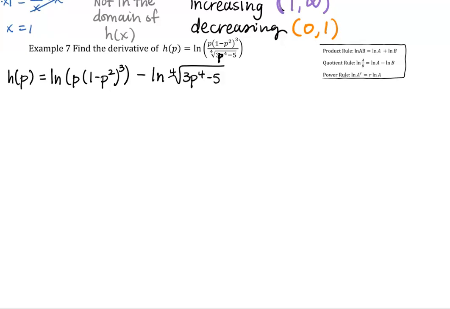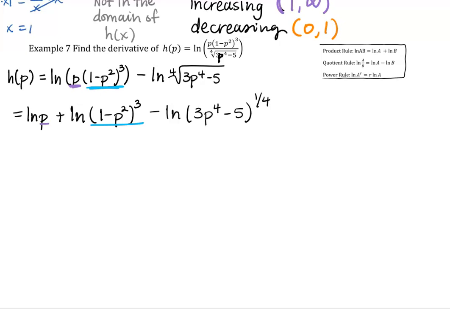On this first logarithm here, we have a product on the inside of the logarithm, with p being multiplied by that 1 minus p squared cubed. So I'm now going to use the product rule to separate that into two separate logarithms. I'm going to have natural log of p, that first factor, added to natural log of 1 minus p squared all cubed, that second factor. And that second logarithm, I'm not going to do anything to it yet except for rewrite it. Instead of using the 4th root, I'm going to write it as the 1/4 power.